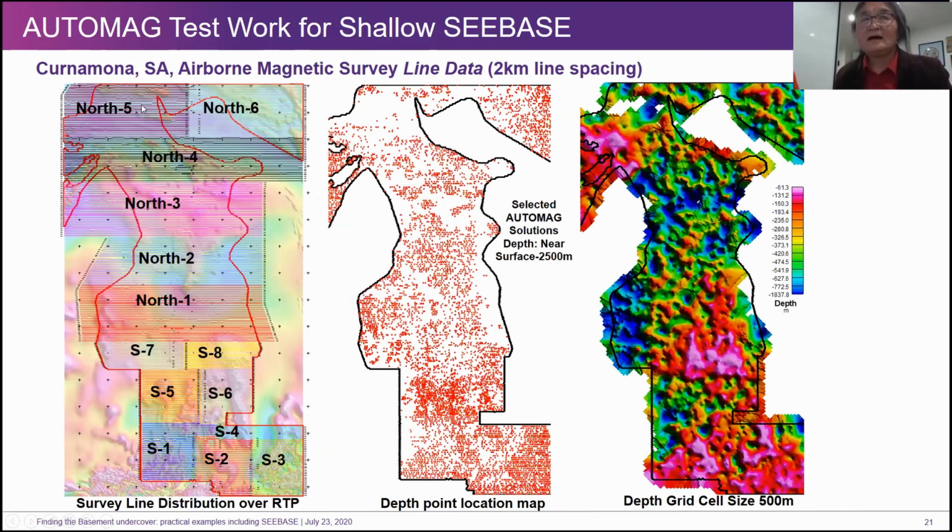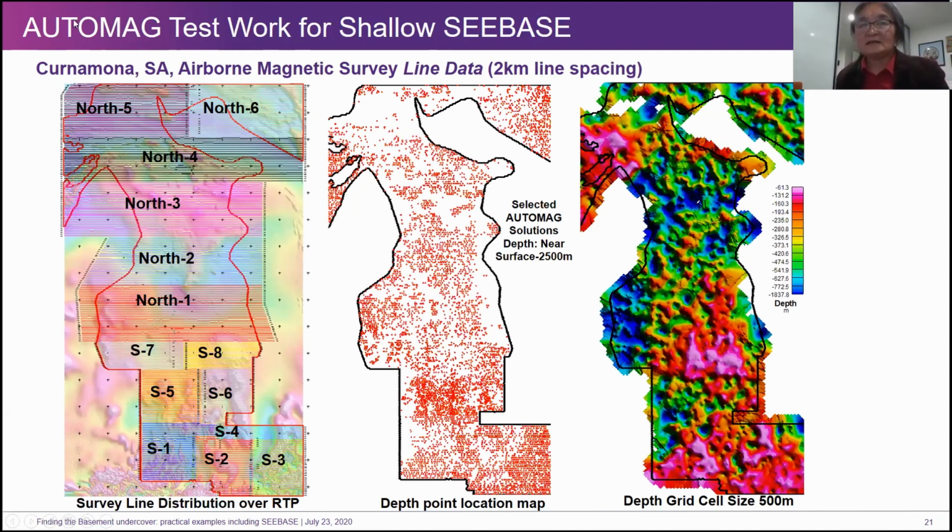Now I give another example. This covers the Tanamano area in South Australia, and we have used airborne magnetic survey line data. We loaded this data and then split the data into different regions. Here the red line is a polygon we generated based on the 2015 SEEBASE. It cuts out some outcropping areas and also depths deeper than 2 kilometers, because the AUTOMAG method works better for shallow depths. It is not good for deeper depths.